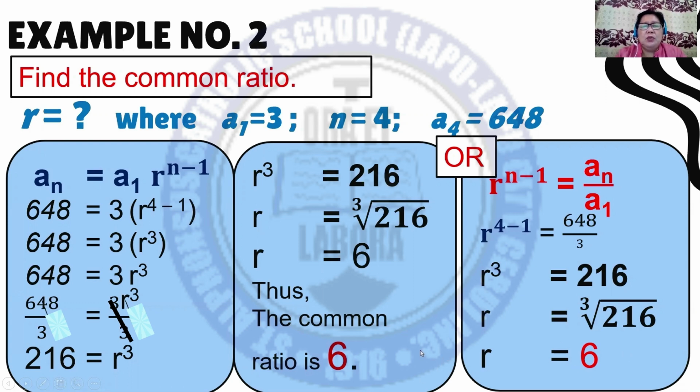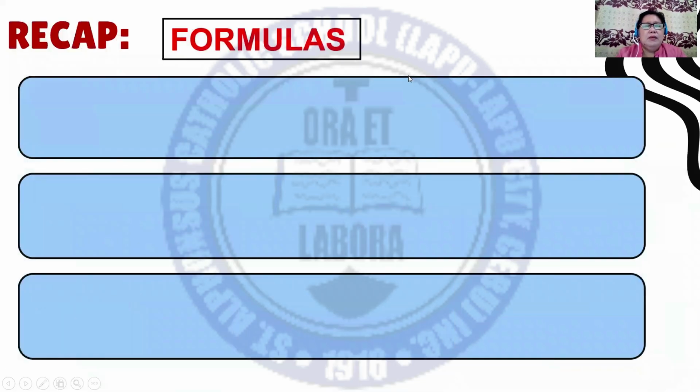So it's up to you what formula you are going to use in order to get the common ratio given the first term, the number of terms, and the last term. Do you have questions? If there is none, then let's recap.